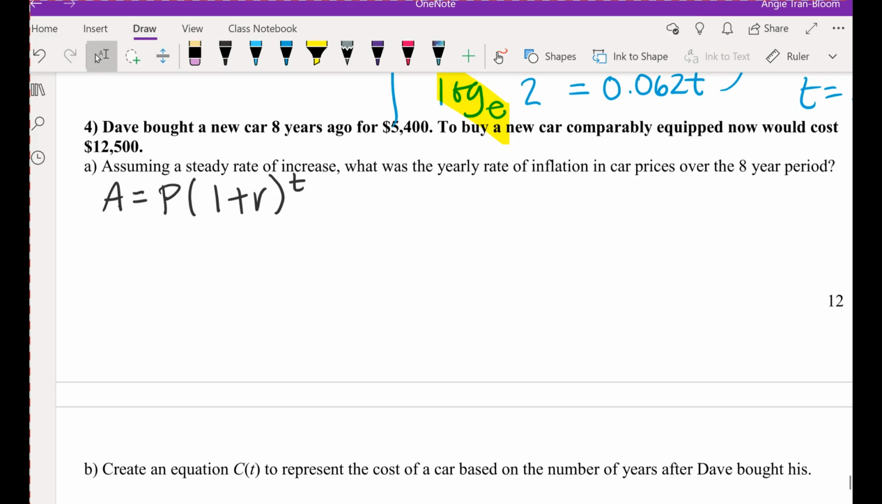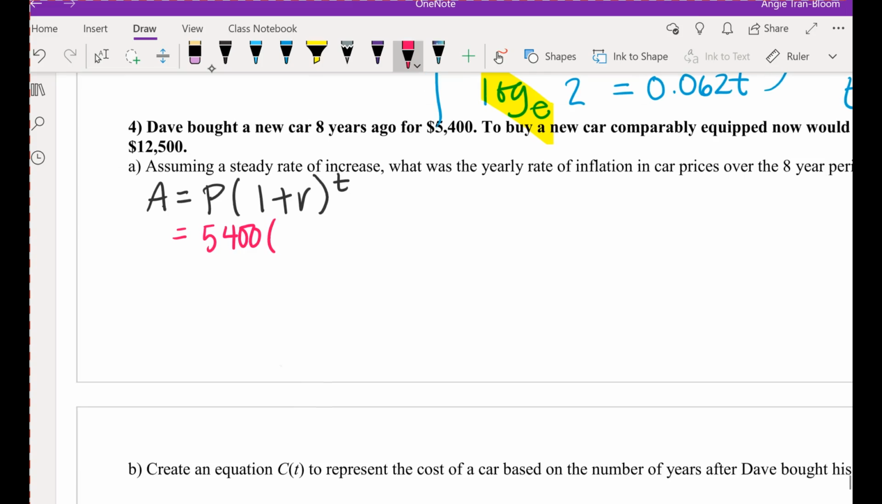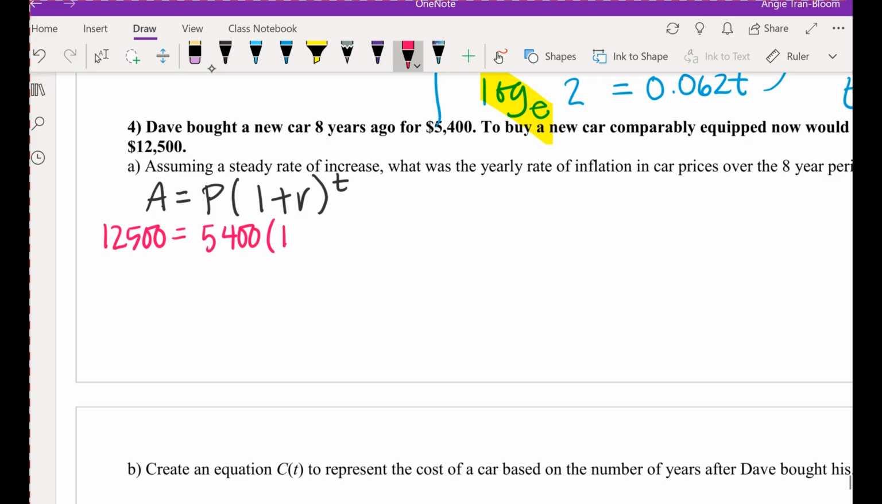Perfect. Thank you very much. So for this question, what is the p-value that we would need to use? Perfect. 5,400. What is our a value? $12. Perfect. Nicely done. Equals 1 plus.